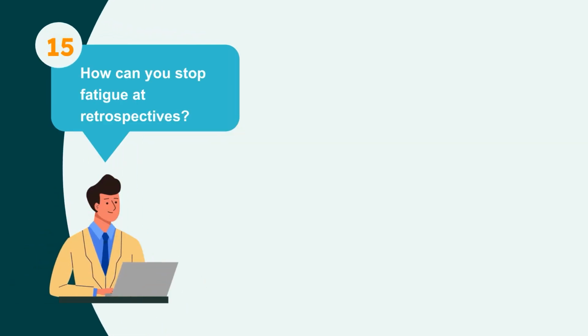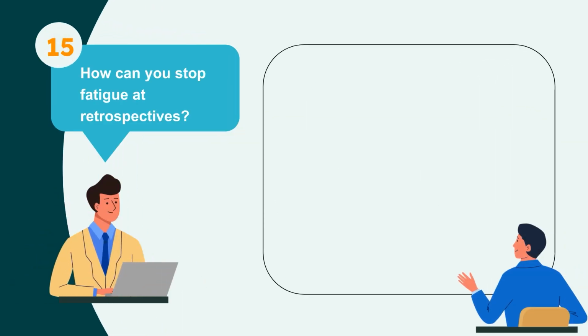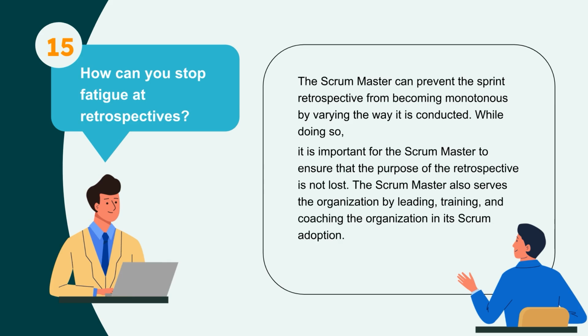15. How can you stop fatigue at retrospectives? The Scrum Master can prevent the sprint retrospective from becoming monotonous by varying the way it is conducted. While doing so, it is important for the Scrum Master to ensure that the purpose of the retrospective is not lost. The Scrum Master also serves the organization by leading, training, and coaching the organization in its Scrum adoption.